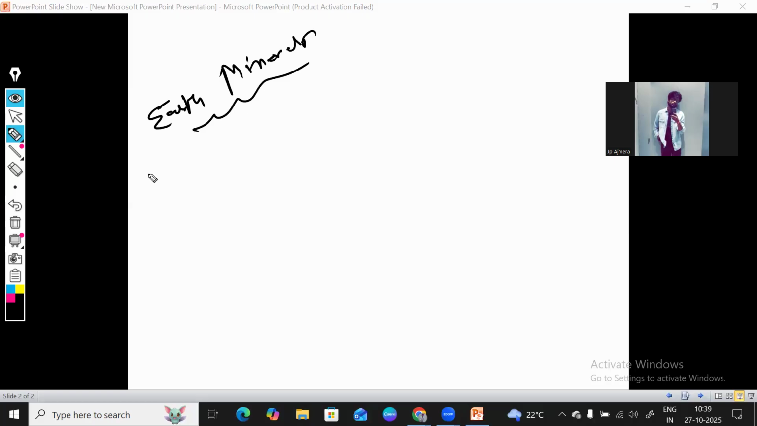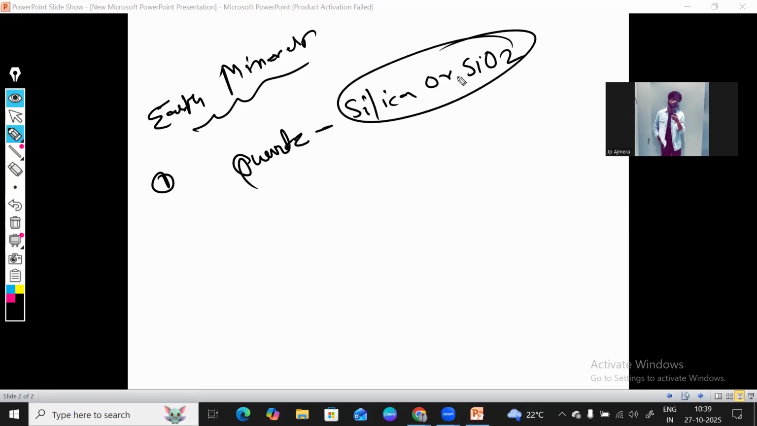All right. So the first earth mineral is quartz. The formula of quartz, silica, is SiO2. So quartz is basically a silica.